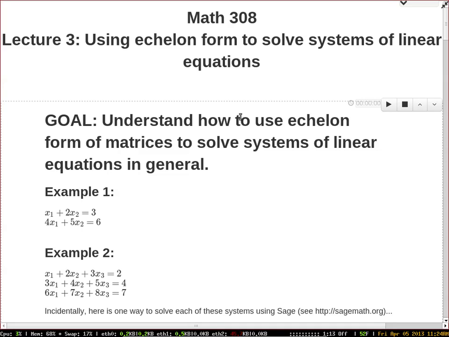Okay, so what we'll talk about today is actually solving systems of linear equations using echelon forms. So the goal by the end is that you understand how this process works. So understand how to solve systems using echelon form.